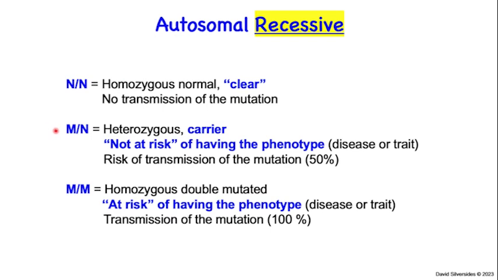The animal can be MN, carrier, heterozygous, one copy of the mutated version, one copy of the normal version of the gene. This animal, since the disease is recessive, is not at risk of having the disease, however, is at risk of transmitting the mutation to 50% of its offspring. And the third possibility is that the animal is MM, homozygous double mutated. The animal is now at risk of having the disease or phenotype at some point in its lifetime, and there is a 100% chance of transmitting the mutation to the next generation.